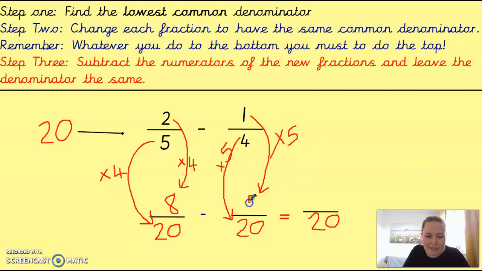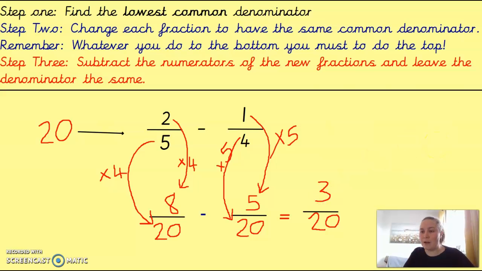Lost control of my pen there a little bit. Right, now I've got my subtraction, and this is now easy to work through. Step 3, subtract the numerators. 8 take away 5 is 3. Okay, really well done if you got that one right.